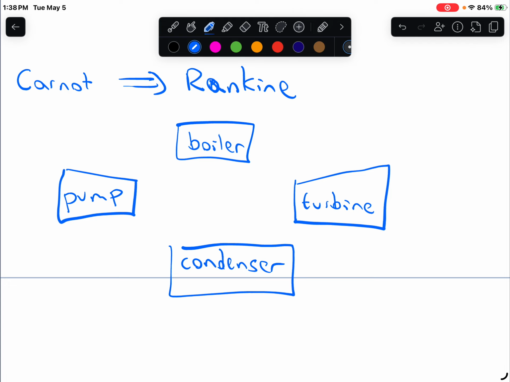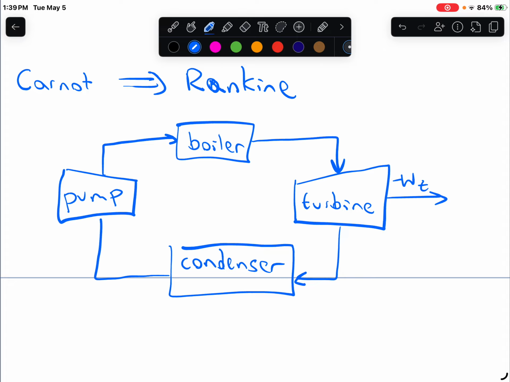And the boiler boils a liquid, brings it to high pressure. A turbine relieves that pressure, extracting work. Or I suppose I should call that W of turbine. Then the condenser removes heat. So this is QH, this is QC. And we have to do work on the pump to bring it back to a liquid at high pressure.